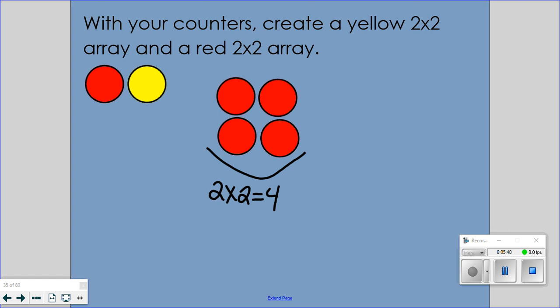Switch colors. Next to it, I'm going to use my yellow. I'm going to add, just like Mackenzie said, 2 more groups of 2. Can we do them up? Sure. You're just going to have to draw your little arrows a little differently.